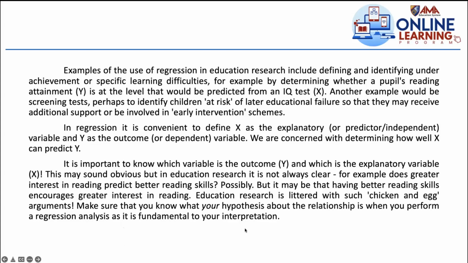It will affect the results because, for example, you apply regression analysis to your data wherein you consider the reading skills as your X and your interest as your Y. But the result will be different if you make this Y and the other one X. You will have different results. That's why the solution there is to go back to the question of your study.